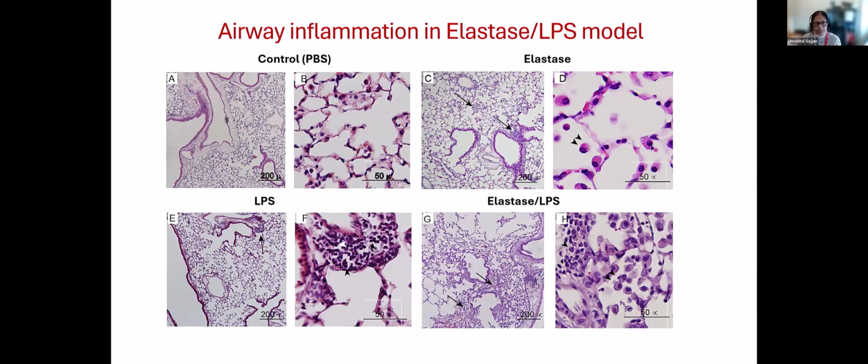In contrast to these elastase and LPS alone treated mice, the mice that are treated with a combination of elastase and LPS show extensive inflammation in both peribronchial area and alveolar area. And you can also appreciate the accumulation of macrophages in the alveolar space and also neutrophil accumulation in the peribronchial space. Unfortunately, I can't point out, but I can only explain.